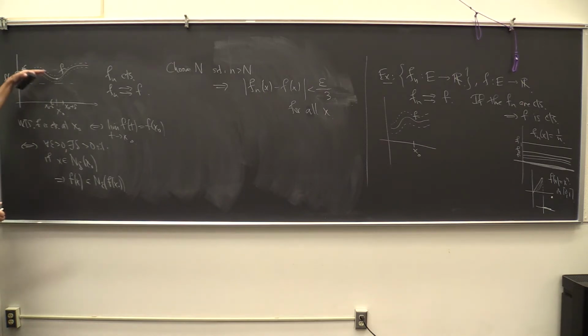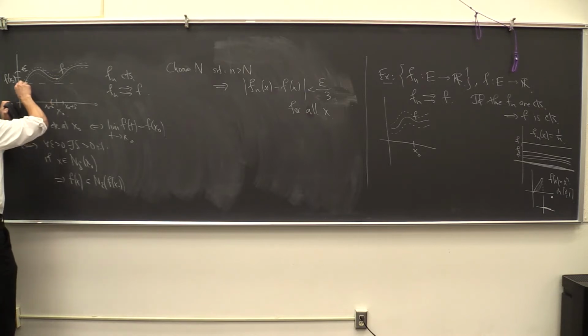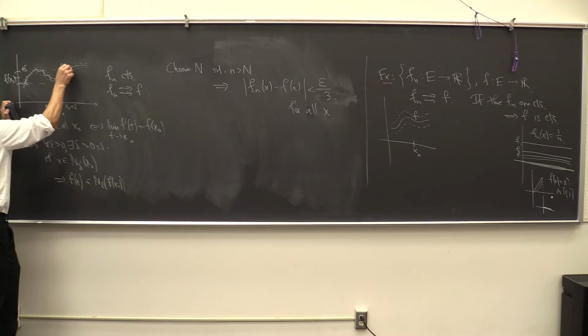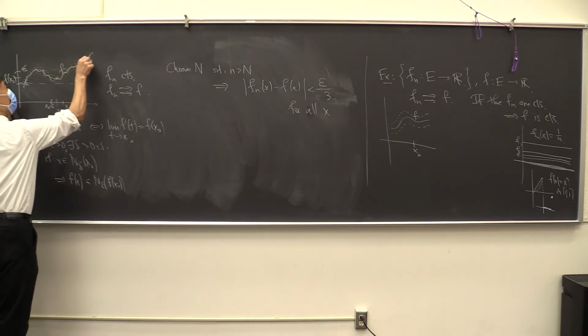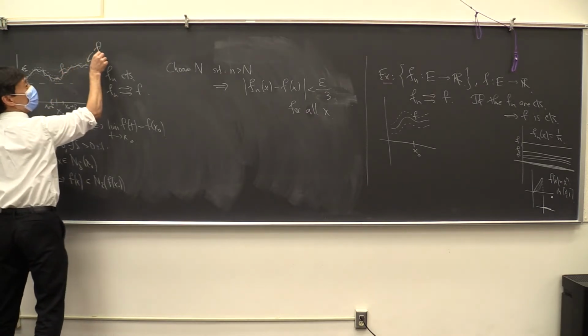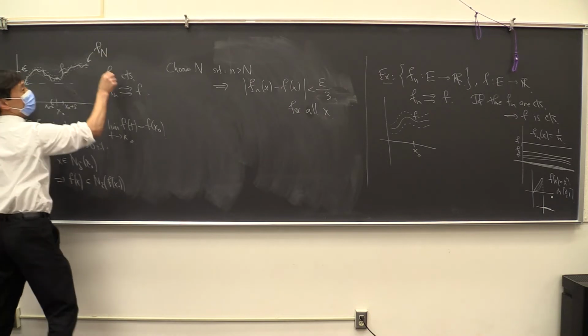Okay. We want our f to vary less than epsilon, right? And we know that it's going to stay within epsilon over 3 of something that's continuous, right? So you see that pretty much does it for us, right? Because we know that there's going to be somebody inside here. We know that there's somebody inside here. Let's call it F sub capital N.